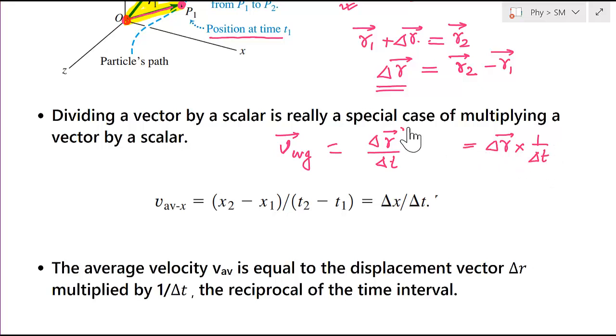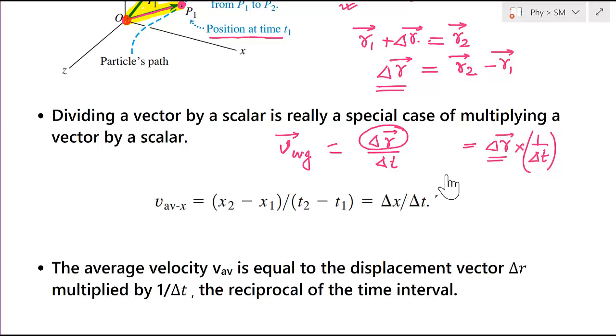So we are multiplying delta r with a term 1 by delta t. This one is a vector quantity and this is a scalar quantity. So you are simply multiplying the change in position vector by a scalar quantity, and that's why the average velocity will be a vector quantity. Calculating the average velocity is simply the change in position vector multiplied by a scalar coefficient.